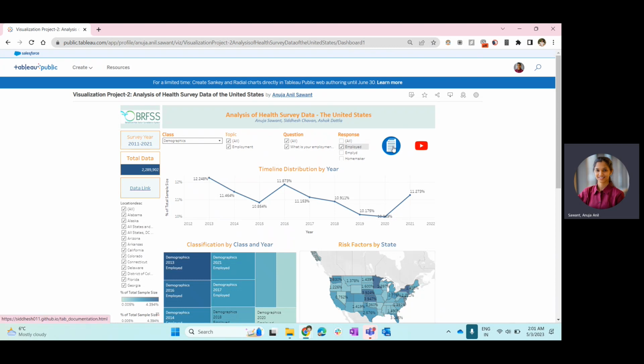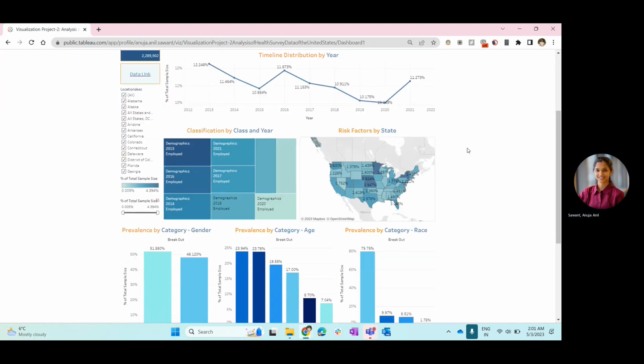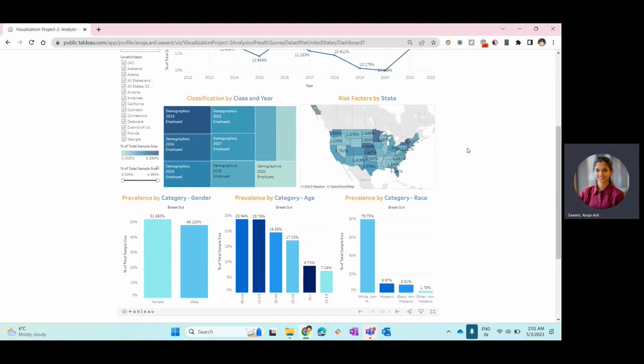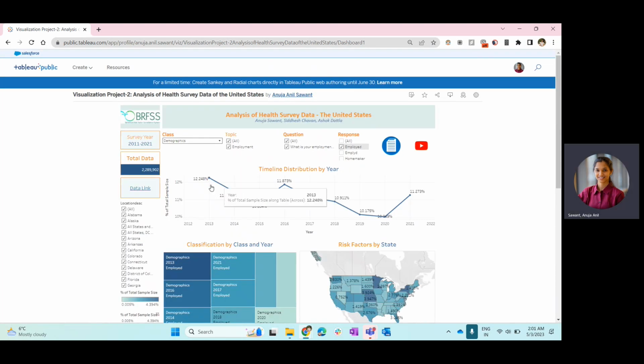You will also find details in the documentation and the YouTube video link if you visit this page. And you can also filter location specific to check the trend. And so this is it.